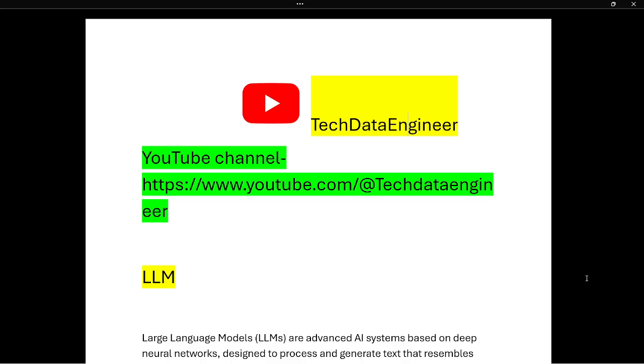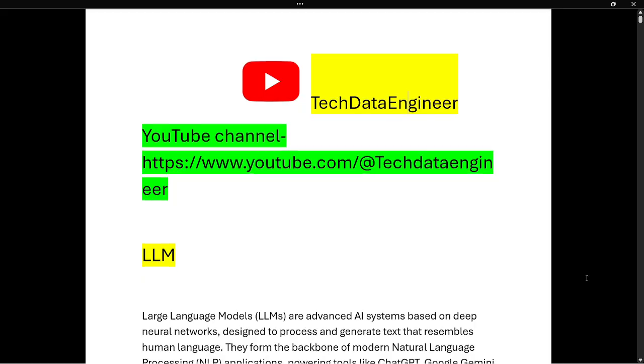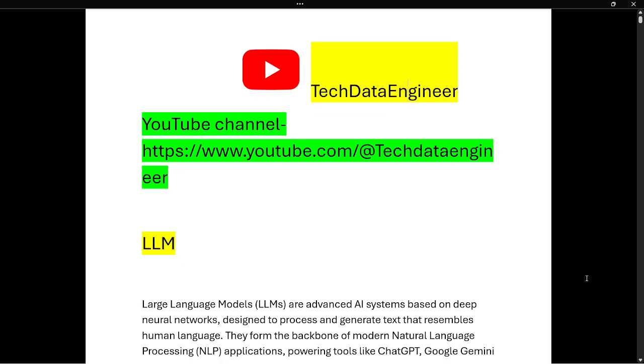So start with the LLM. What is LLM? LLM is an advanced AI system that is basically based on deep learning technology, especially based on the transformer logic. So why is LLM built?